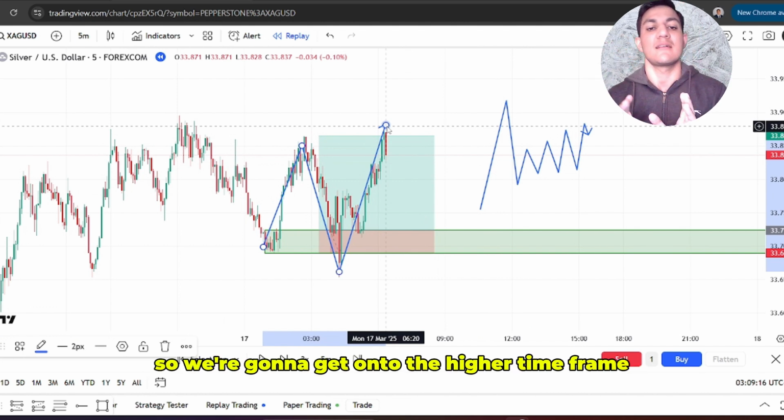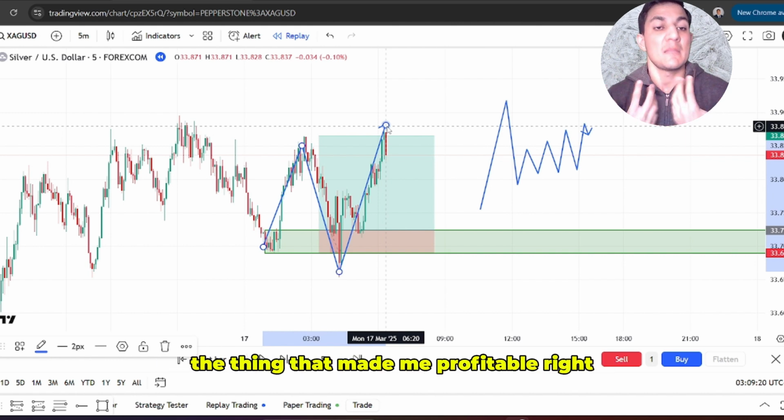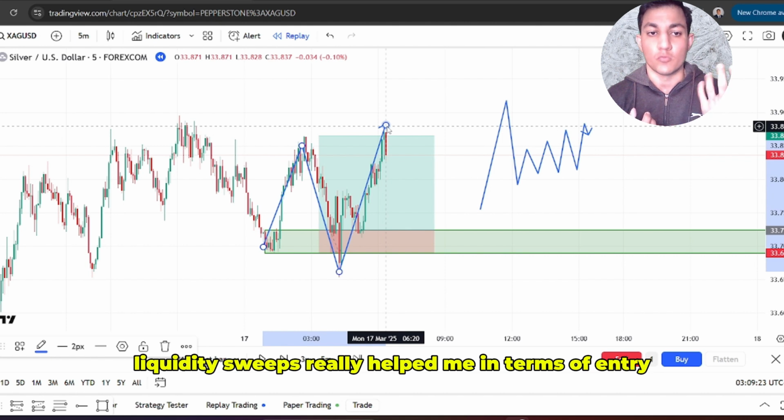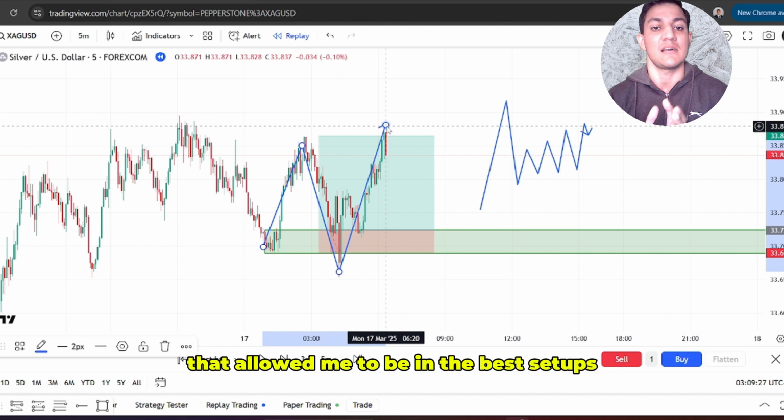So we're going to get onto the higher time frame. I'm going to show you what that actually means, and I'm going to give you, honestly, the thing that made me profitable. Liquidity sweeps really helped me in terms of entry, but it was this right here that allowed me to be in the best setups every single day.